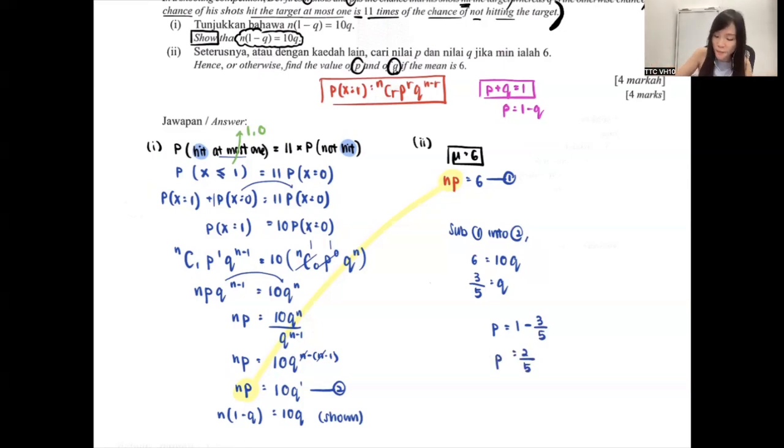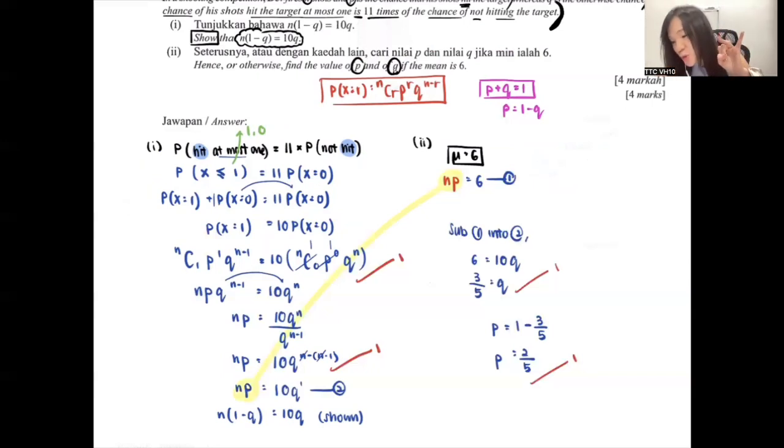Done. 4 marks for this part. So this one 1, quite easy. This one 1, quite easy. This one with the formula 1. And the moment you can combine them become minus 1. 4 marks. Done. All of you so far so good? If yes, I move on lah. 5, 4, 3, 2, 1.